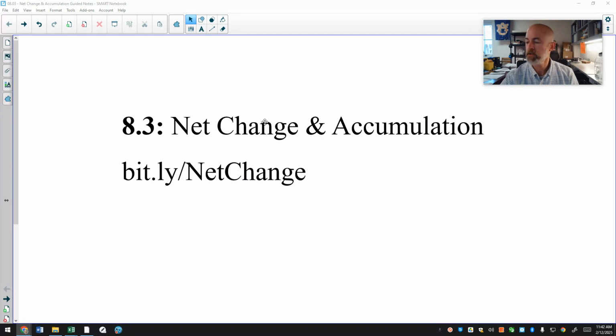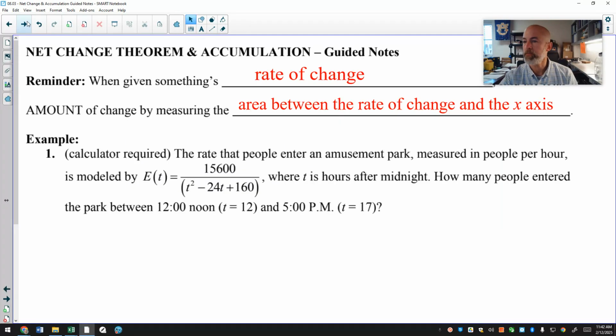And so let's talk about these two topics. I covered the idea of accumulation with my students a while ago, and just a little reminder: if you are given something's rate of change, which can be given as a derivative, it could be velocity, it could be any number of things, and you need to know the amount of change over a certain interval, then you find that by measuring the area between the rate of change and the x-axis.